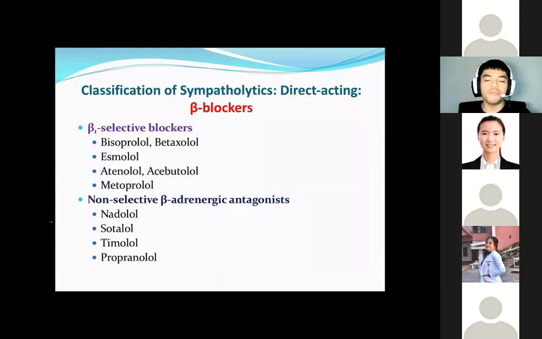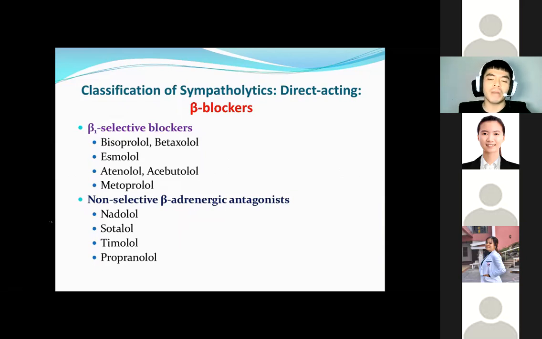Next, we have beta blockers. At a first glance, madali nating malaman kapag ang isang gamot ay isang beta blocker kasi nag-end sila sa olol. Kaya lang, napakadaming beta blockers na nag-end sa olol, kaya pag nagsama-sama na sila, it's quite confusing already, especially when we recognize the specific examples.